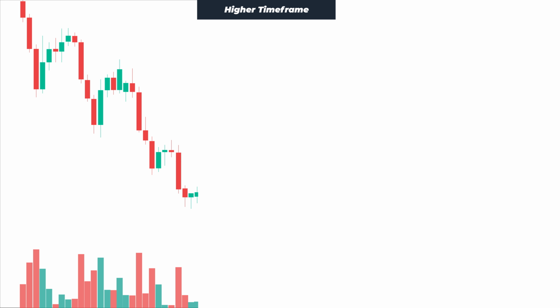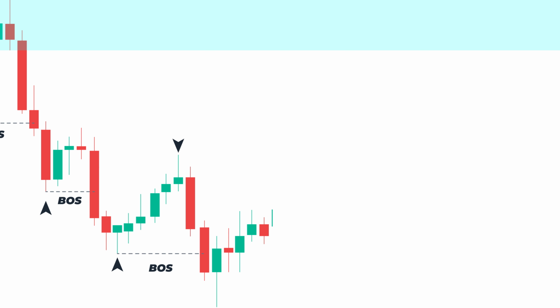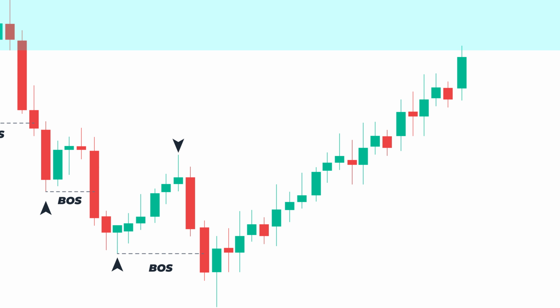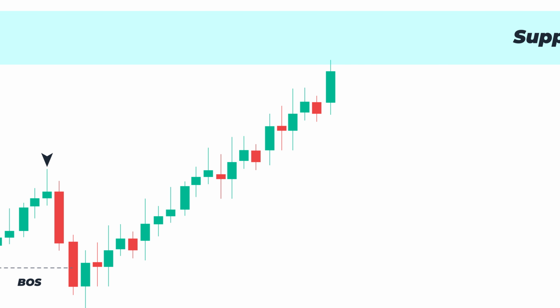Let's imagine we're looking at a higher time frame chart that's clearly bearish. Price has already created several breaks of structure to the downside, leaving fresh, unmitigated supply zones behind. Our higher time frame bias is already established. We're only interested in selling. Now price starts retracing. Instead of chasing it, we patiently wait for it to reach one of those higher time frame points of interest.